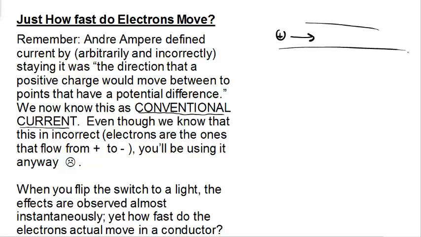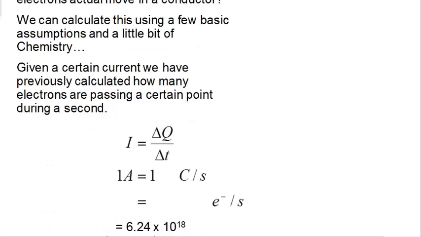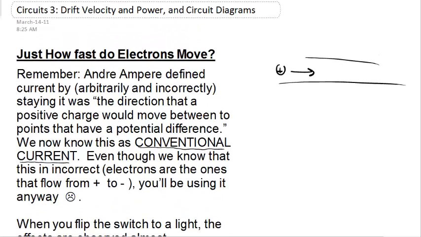Now we know that's not the case. We know that protons are stuck in the nucleus and they're not going to be going anywhere, and it's the electrons that will be moving along. So when there is current, we know that what actually happens is the electrons are going from the negative to the positive, because it's the electrons that flow, not the positive charges.